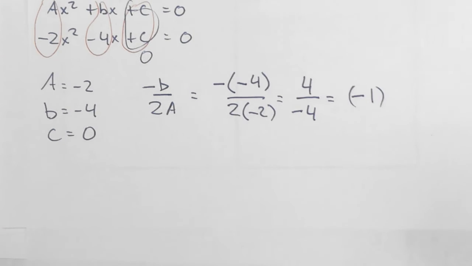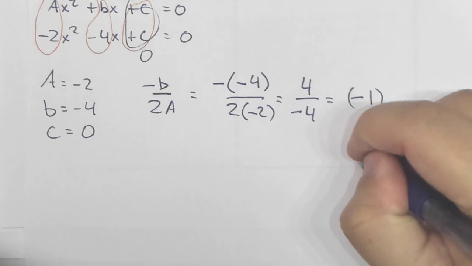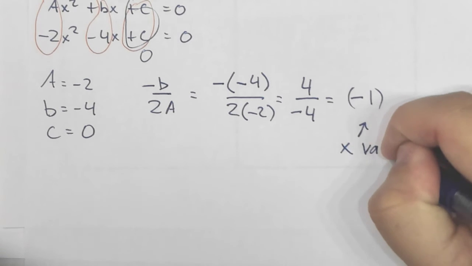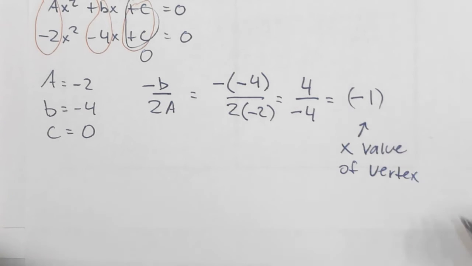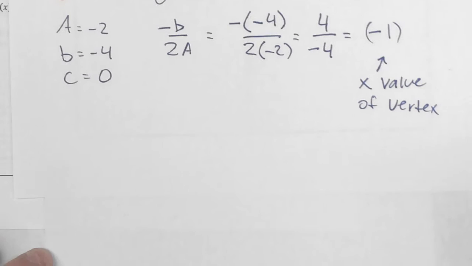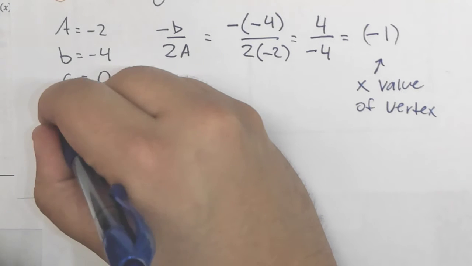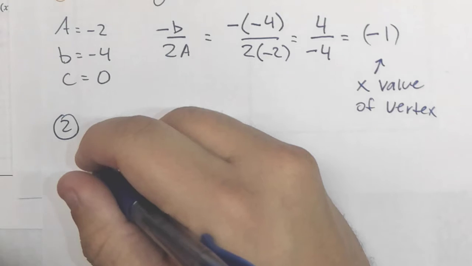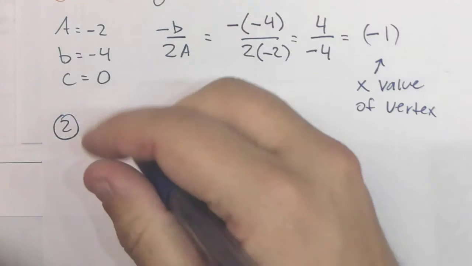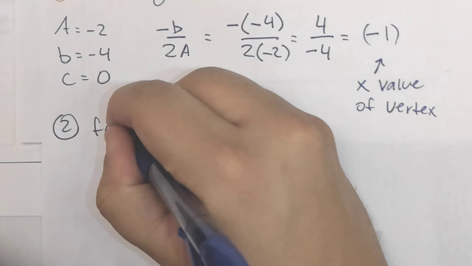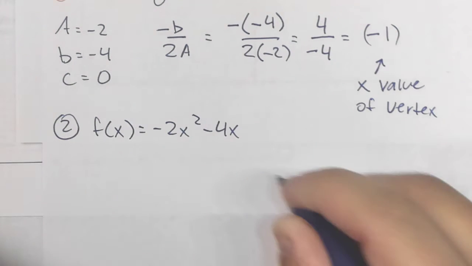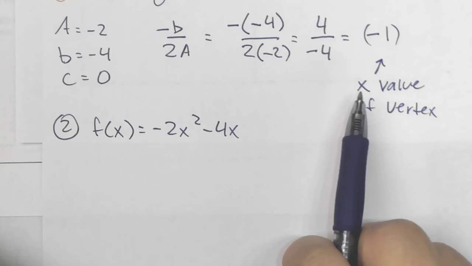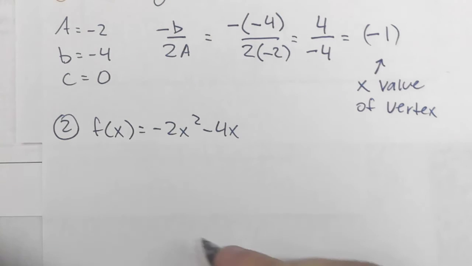So what is this? This is the x value of our vertex, at negative 1. Now step number 2 is to plug it in. We know that our equation is f of x equals negative 2x squared minus 4x, right? However, we have a vertex x value of negative 1, so plug it in here.